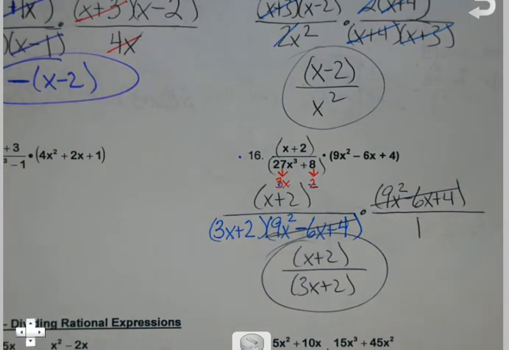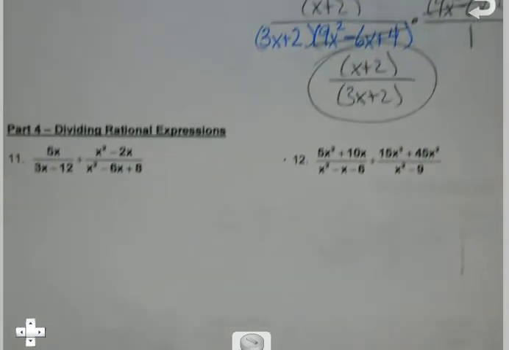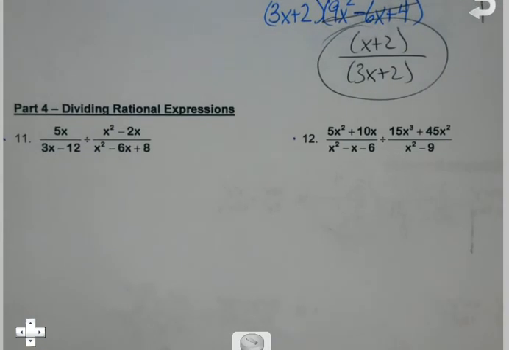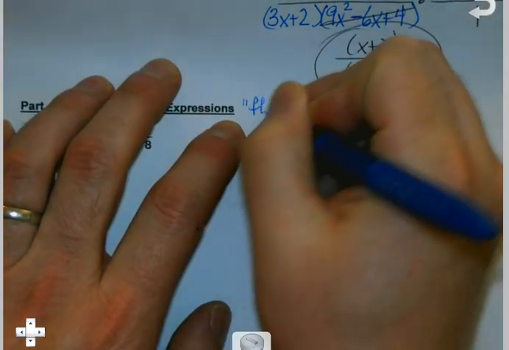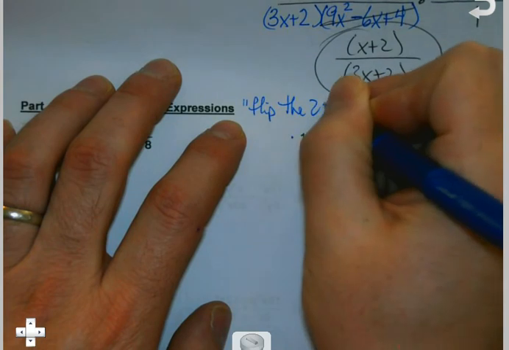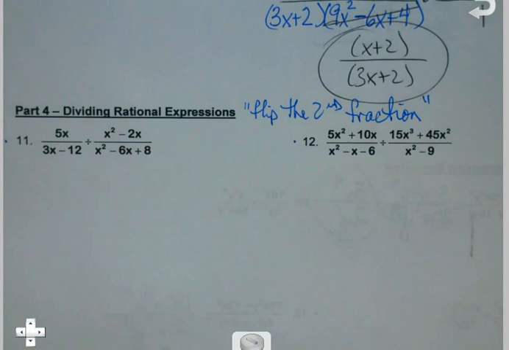Now, I've got one little piece left that I want to hit upon. I'm not going to worry about part 6. We'll play with part 6 on Tuesday. So if I just play with these last couple on this page, we'll be okay. So let me move this up a bit. All right. Same rules apply, except remember, when we're dividing, we need to flip the second fraction, because dividing is the same as multiplying by the reciprocal.